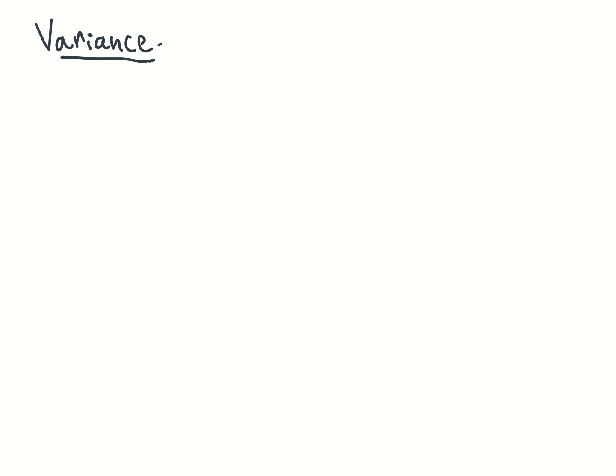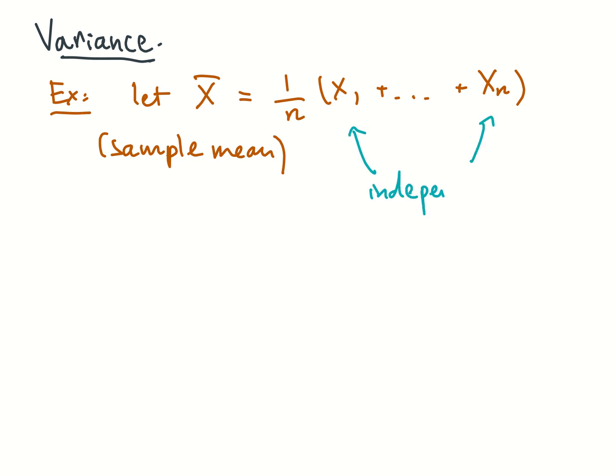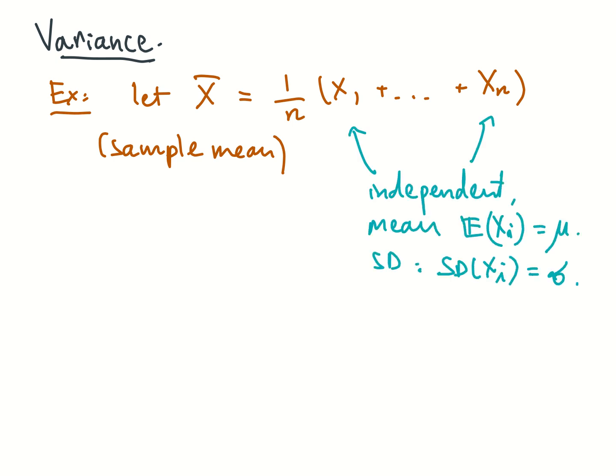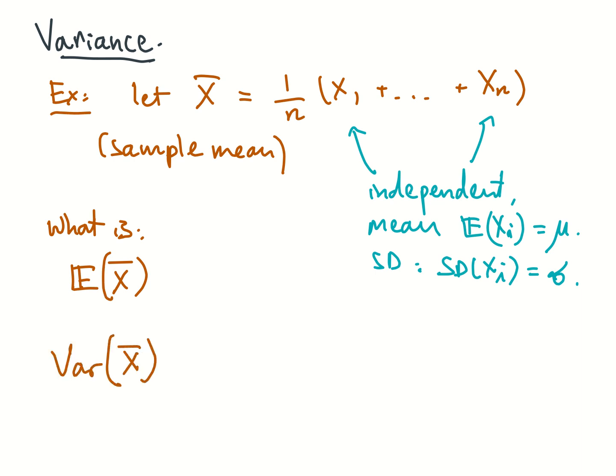Here's an exercise. Let x bar be the sample mean of a distribution with mean mu, standard deviation sigma. What is the expected value of x bar and the variance of x bar, in terms of mu and sigma?